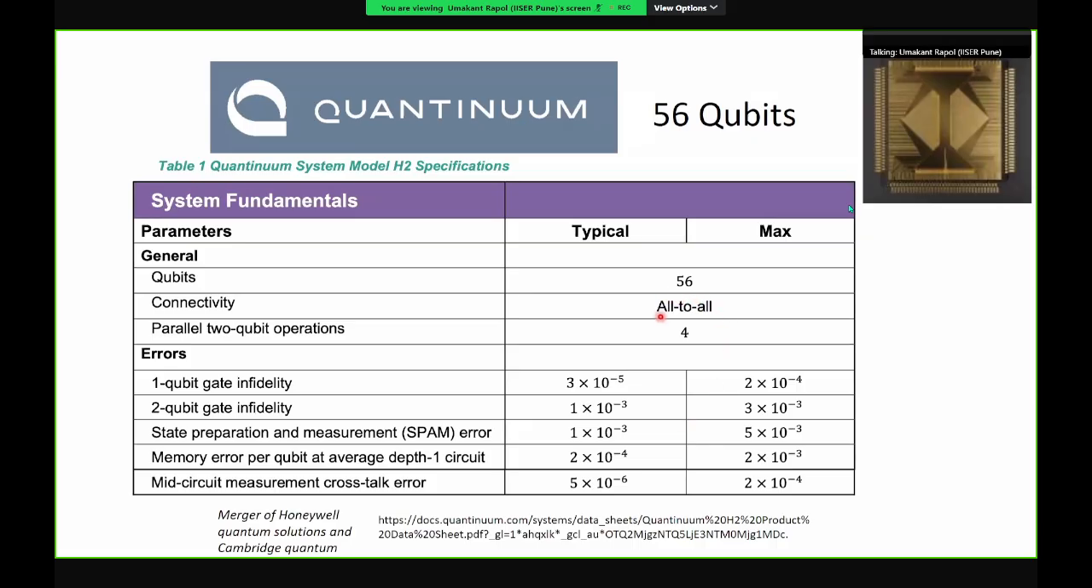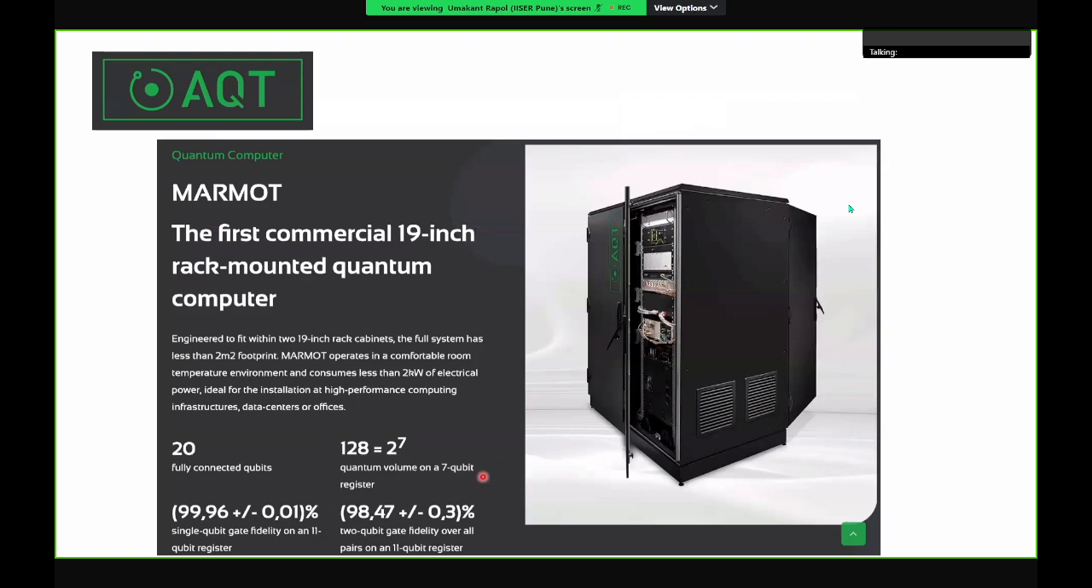And these can be connected. Every qubit can be connected to every other qubit, and you can do parallel 2-qubit gates and so on. Now they have a better version. I forgot to add the slide of the latest one.